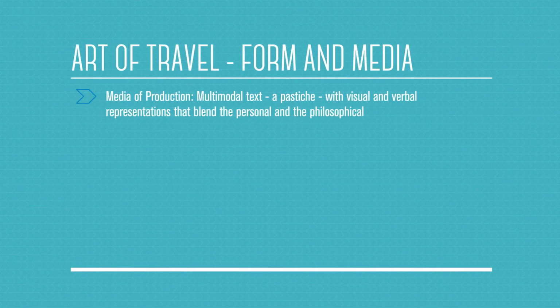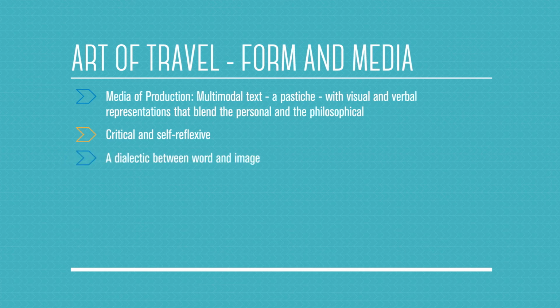So I'm going to use The Art of Travel, from the people and landscapes relationship, as an example. So what's the form and medium of production? Well, this is a multimodal text. It's referred to as a pastiche. It deliberately blends visuals such as famous romantic paintings and poetry, philosophical musings, and personal anecdotes that convey his ideas about the notion of travel through landscapes. It's critical and self-reflexive. He actually comments on his own act of travel through landscapes.